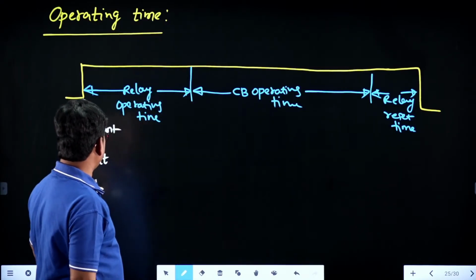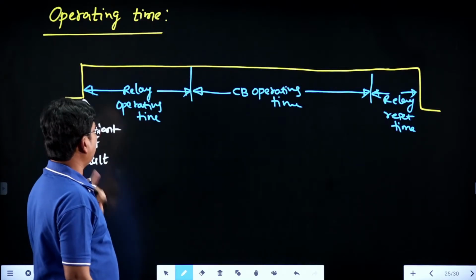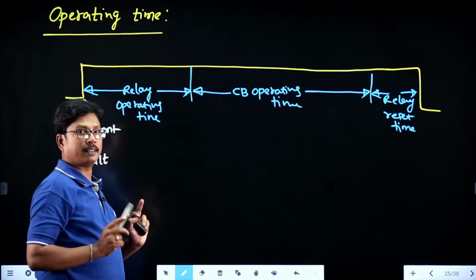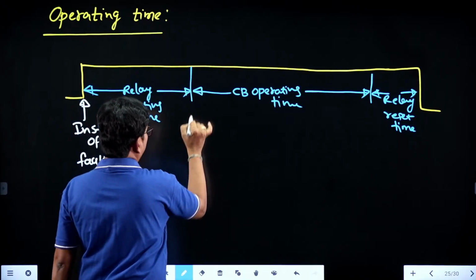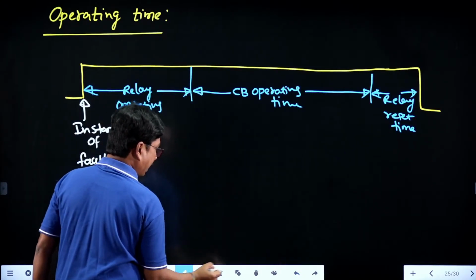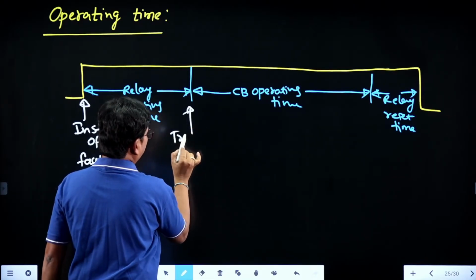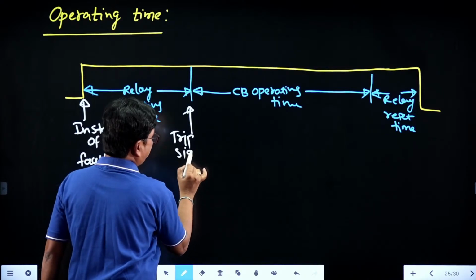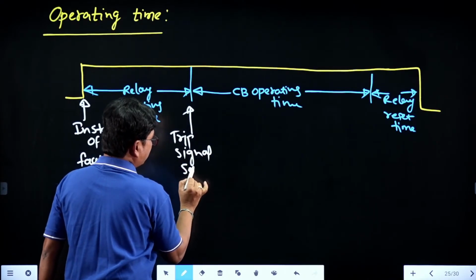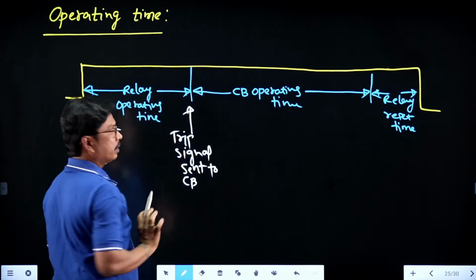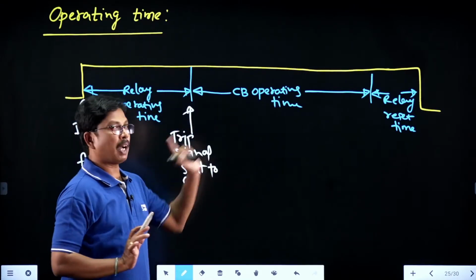Whenever the fault occurs, from the instant of the fault the relay operation will end. When it ends, the relay gives the trip signal to the circuit breaker. So here the trip signal is sent to the circuit breaker, sent to CB. From there is the CB operating time.